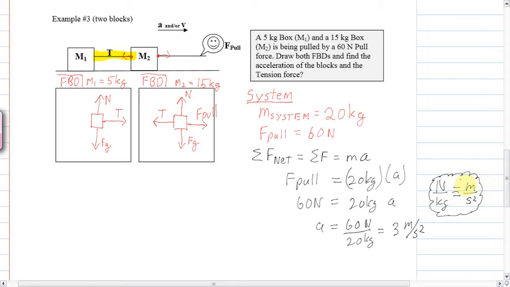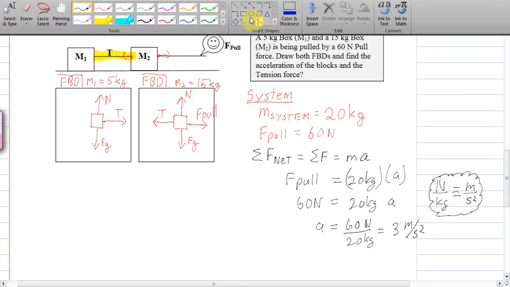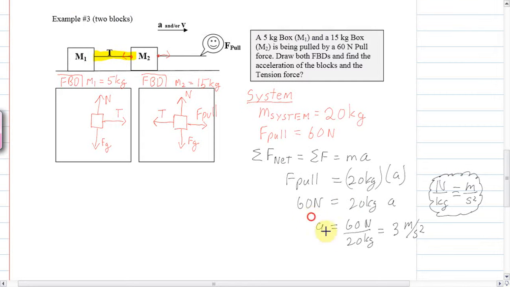We've talked about that before. So the acceleration of the system is 3 meters per second squared. At that point, I'm going to box that out because that's one of my answers. It says find the acceleration of the system and the tension force. We have found the acceleration of the system.